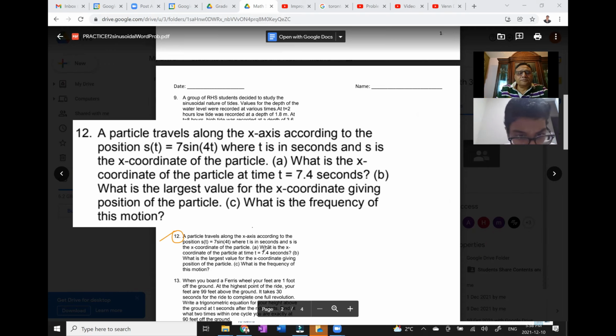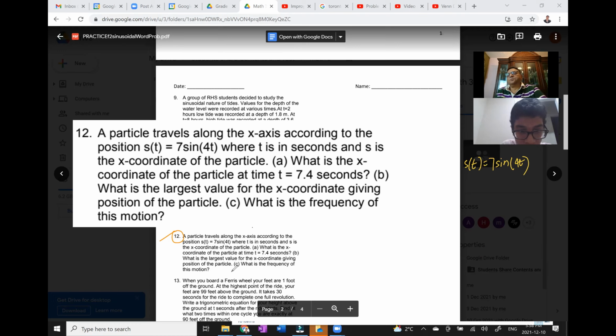A particle travels along the x-axis according to the position s of t equals sine 4t, where t is in seconds and s is the x-coordinate of the particle. A. What is the x-coordinate of the particle at time t equals 7.4 seconds? B. What is the largest value for the x-coordinate given the position of the particle? C. What is the frequency of this motion?